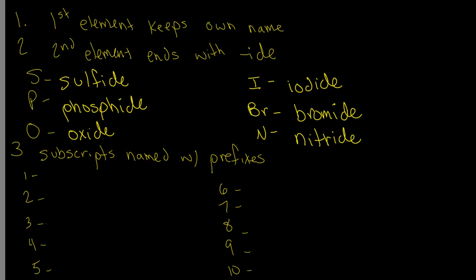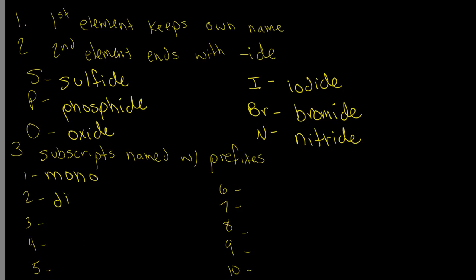Then you'll also see subscripts or numbers beside each letter. Those subscripts tell you how many atoms of that element are in the compound. And so you want to indicate that with the nomenclature as well. If there is no number, then it's understood to be 1, and we name 1 with mono. Now mono only goes for the second element. We don't put it on the first element.